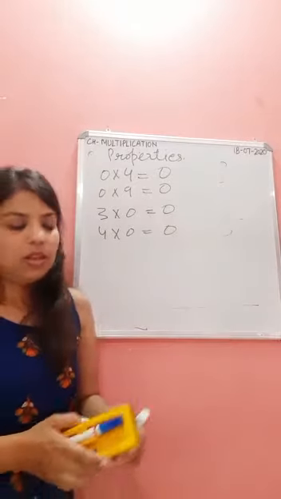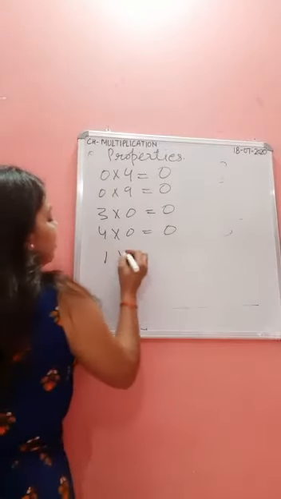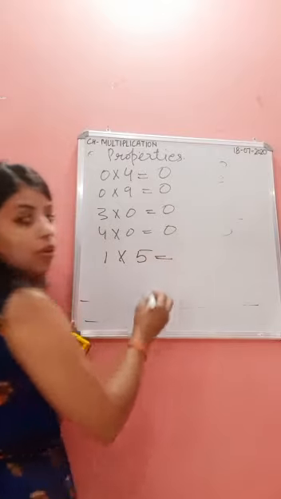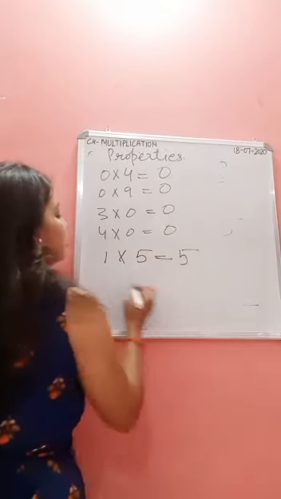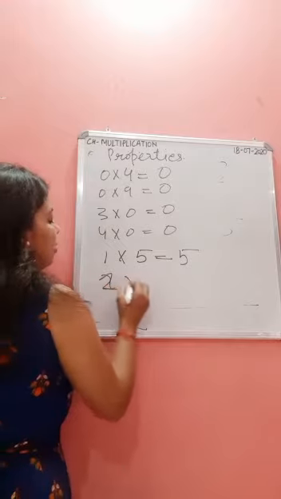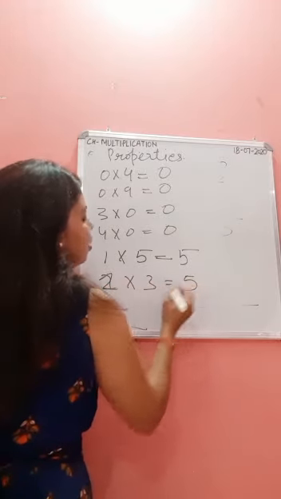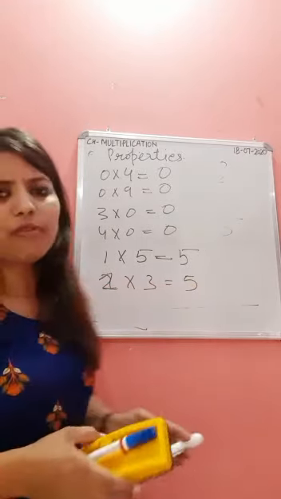Okay, if you multiply any number by 1, 1 5s are 5. Okay, if we do 1 into 3, 1 3s are 3. So these are some properties which you have to keep in your mind.